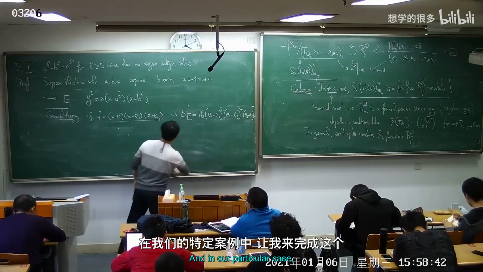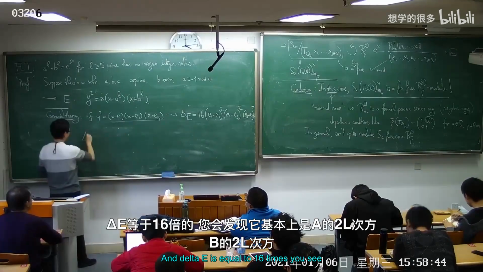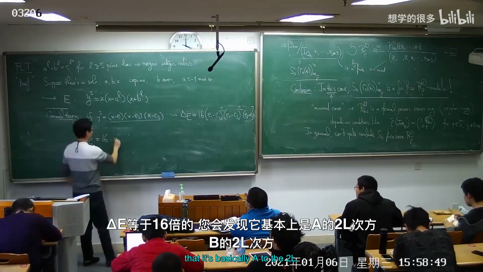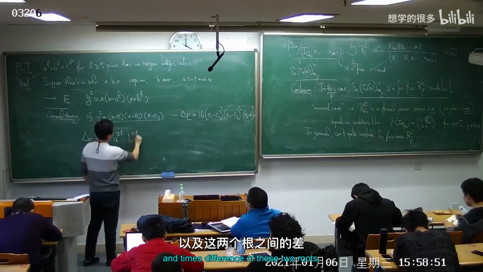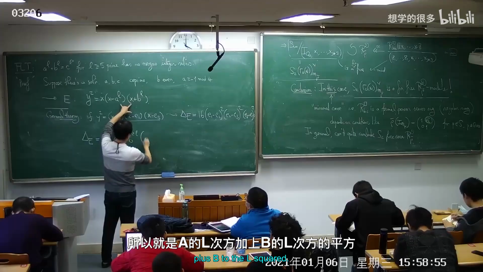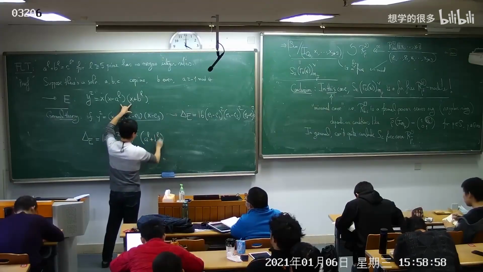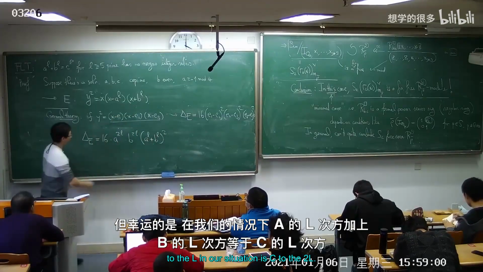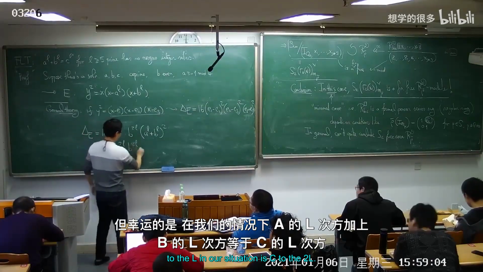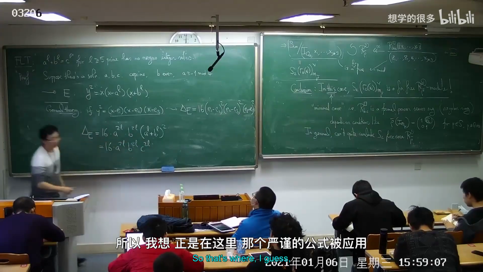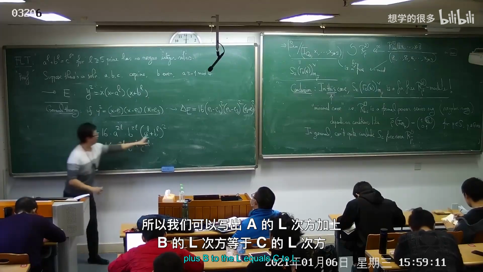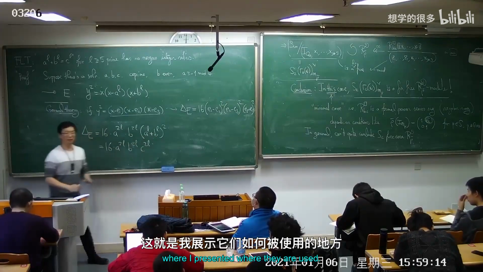And in our particular case, let me finish this. Then delta E is equal to 16 times A to the 2L, B to the 2L, and times the difference of these two roots. So that's (a^L + b^L) squared. But luckily, a^L + b^L in our situation is c^L, so c to the 2L. So that's where I guess Fermat's equation is used. You put a^L + b^L = c^L. That's precisely where they use it.